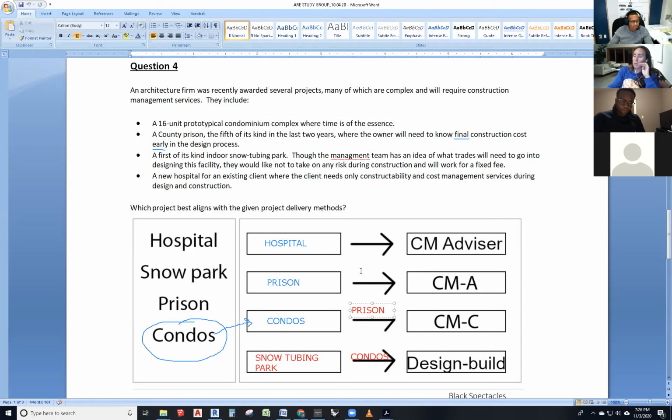And the snow tubing, the management team and the trades, they don't want to take any risk during construction. They'll work for a fixed fee. Okay. This is hard. Okay, the hospital, I'm going to say it's CM advisor.